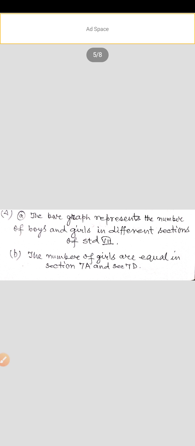Question B: in which two sections are the number of girls equal? So look at the bar graph carefully. The number of girls is equal in section 7A and section 7D. Now question C: which section has the highest number of girls? Section 7B has the highest number of girls.